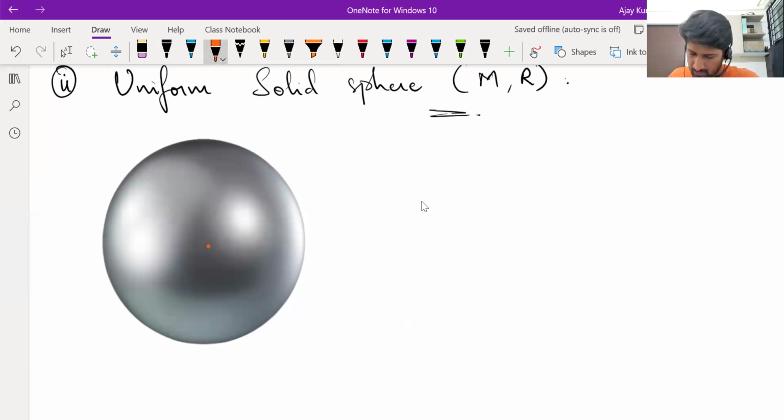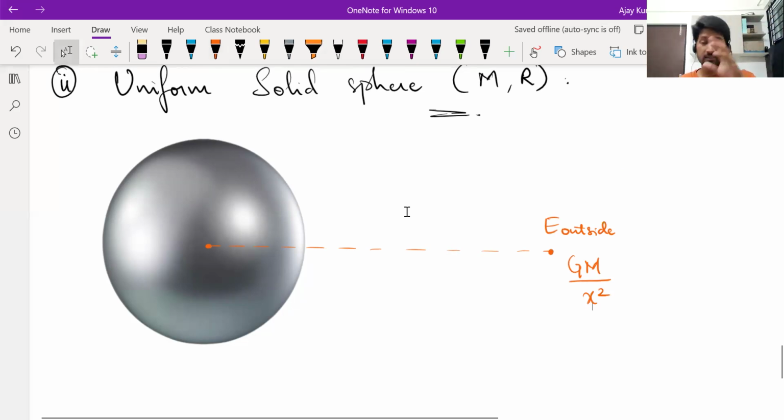Now, when you go outside the solid sphere, the expression for field outside will be same as that of a point mass, GM by x square. How do I justify this? Why are we bothered about justification? Hollow sphere, we directly discussed the formula. Solid sphere can be considered as a collection of hollow spheres. If you know the formula for hollow sphere, then you can derive the formula for solid sphere. Okay, so let us do that.